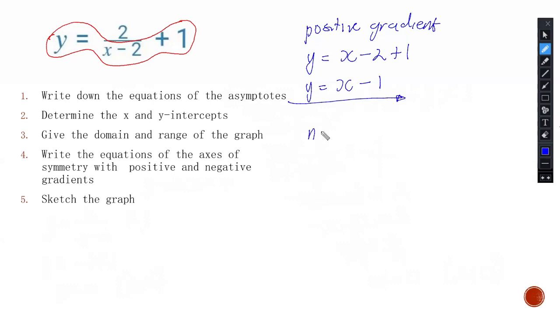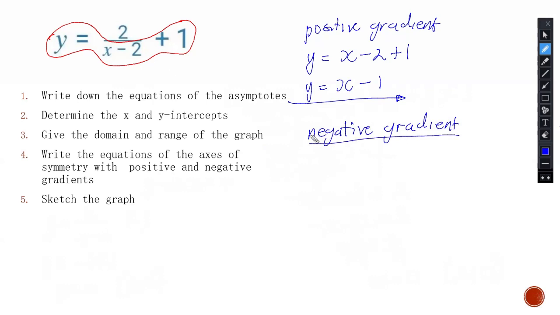But then how do you deal with the one that says negative gradient? In your question paper, you'll be asked to write either one of these. So you'll not be asked to write both of them. It's either the positive gradient one or the negative gradient one.